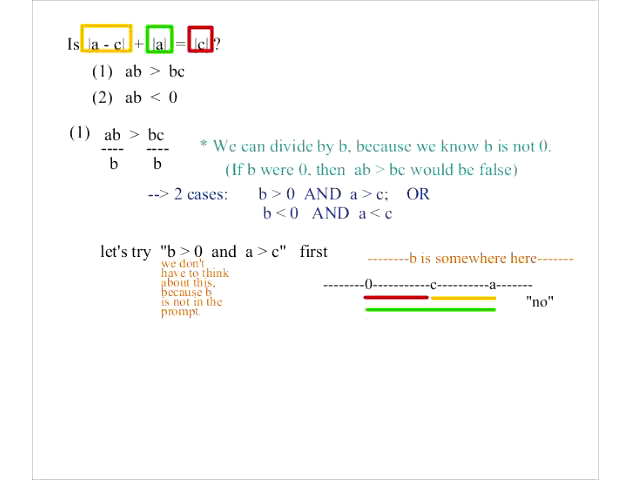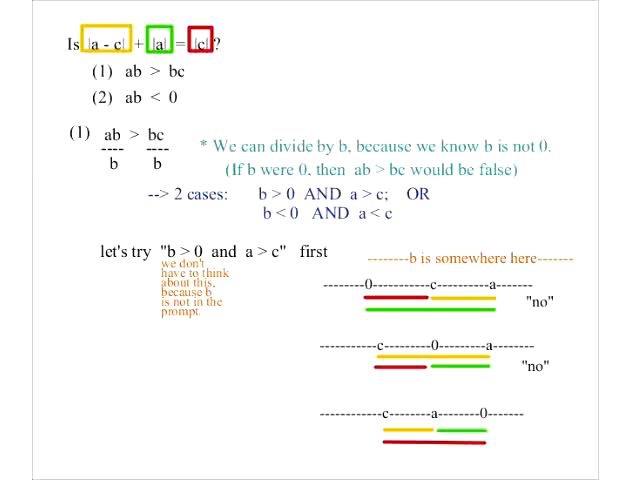But then we can put C to the left of 0. Or we could put them both to the left of 0, as long as A is bigger. So in this case, your yellow line is here, your green line is here, and your red line is here. This is still no. But then here, your yellow line's here. Your green line's here. And your red line is here. So that's a yes. So this is still insufficient.